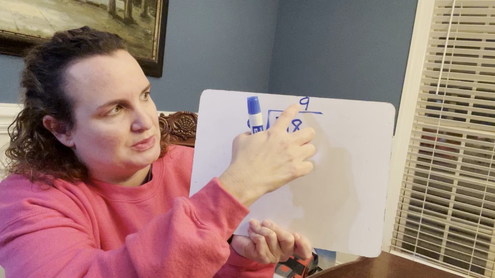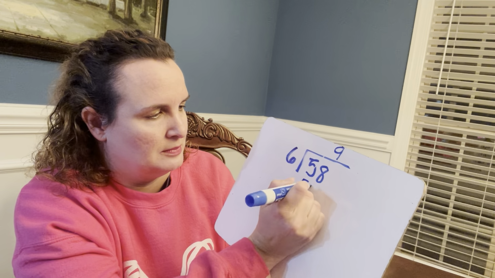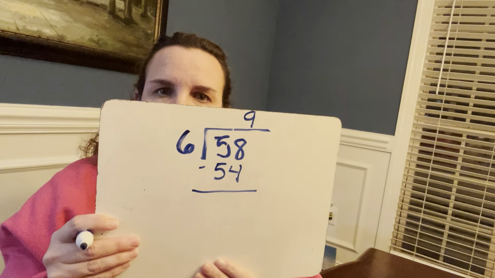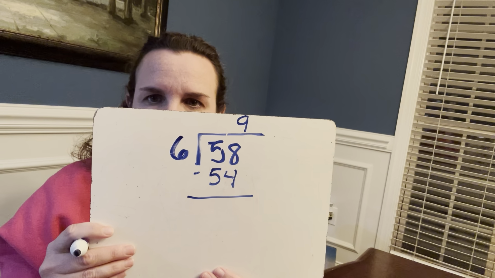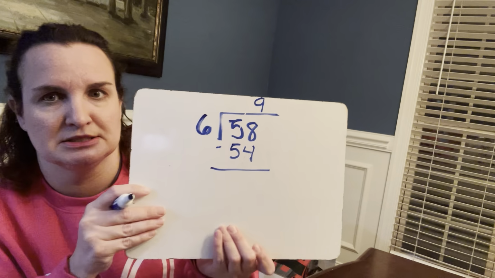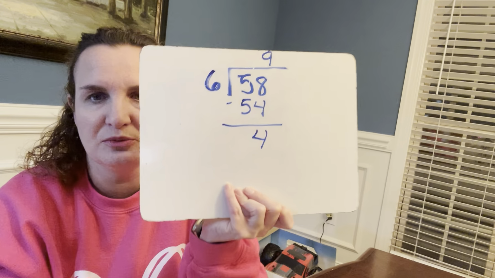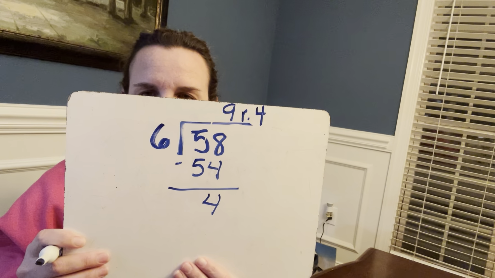And then we're going to multiply. 6 times 9 is 54. And then we're going to write that under there, and then we're going to subtract. 58 minus 54 is what? 4. Very good. And that number that we have left, the 4, is called the what? The remainder. Very good. So our answer is 9 remainder 4.